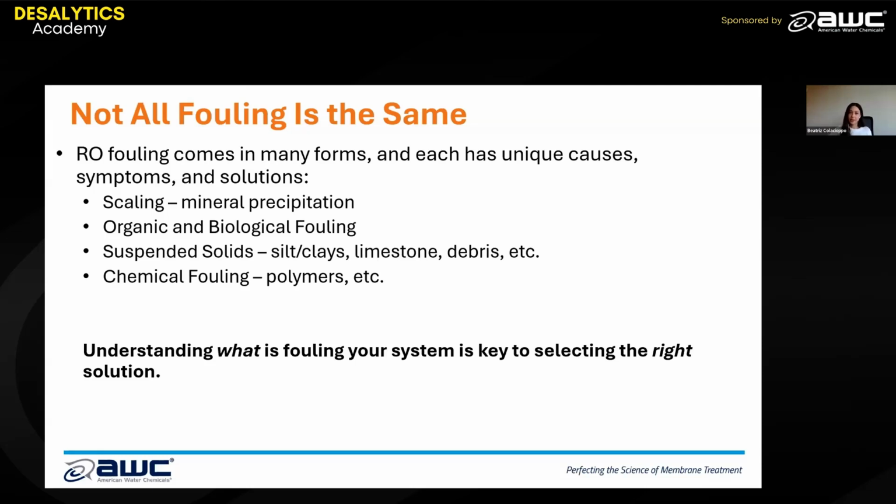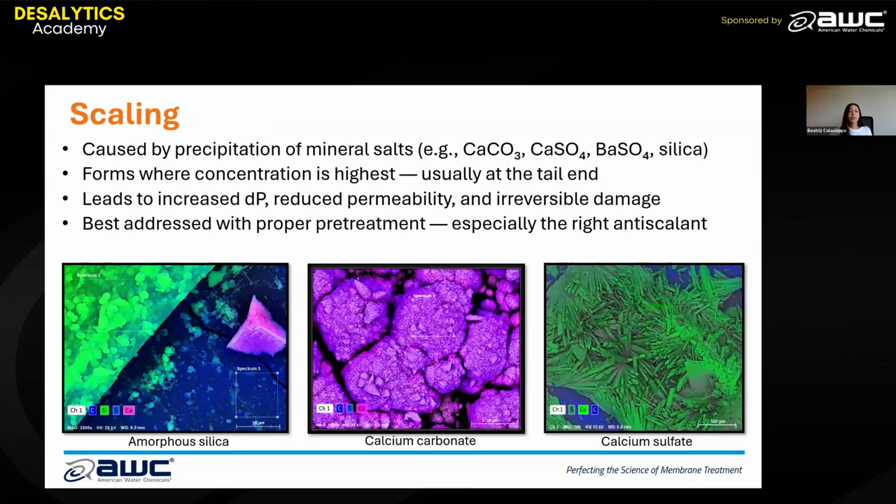So let's talk about scaling. This one's pretty common. I'm sure everyone's run into this issue before. It usually will occur in the tail element or the last stage of the system towards the very end. And that's because that's where the concentration of the water is the highest, right? As we're starting to concentrate that water, we have things coming out of solution because they reach saturation limits. And these scales can reduce permeability, so basically require more pressure to produce the same amount of water, increase differential pressure. Oftentimes it leads to irreversible damage.